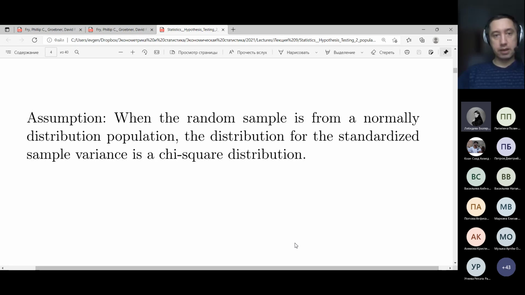Next, if we know that the random sample is from a normally distributed population, the distribution for the standardized sample variance is a chi-squared distribution. And this is important for our test, because if our variable doesn't follow a normal distribution, our chi-squared test can tell us wrong information.